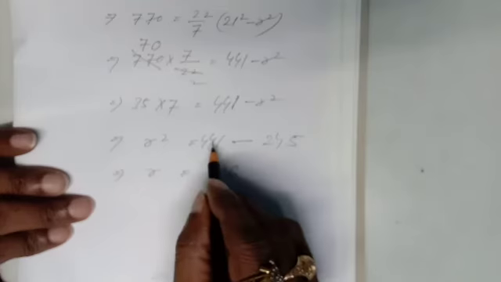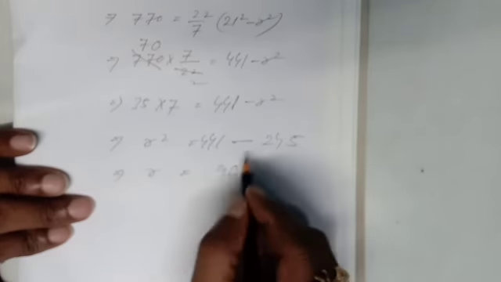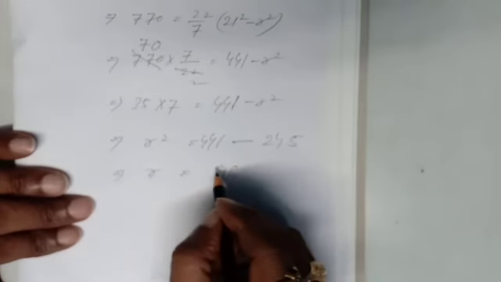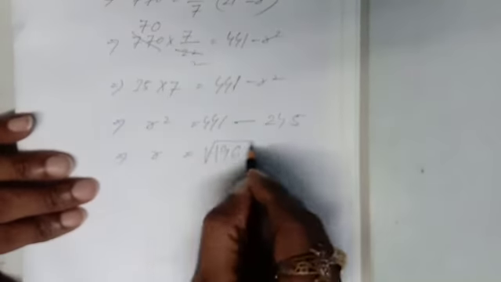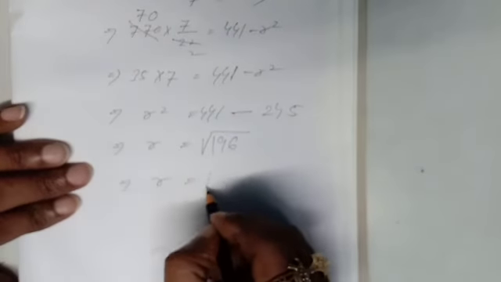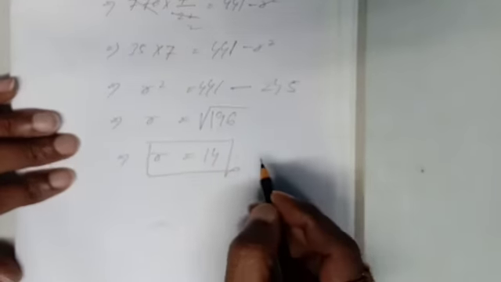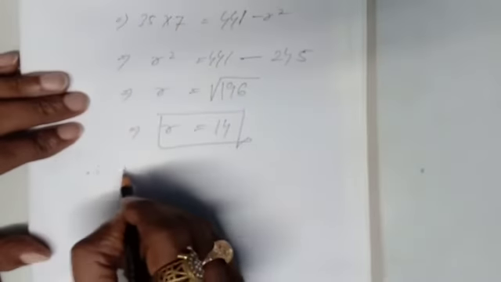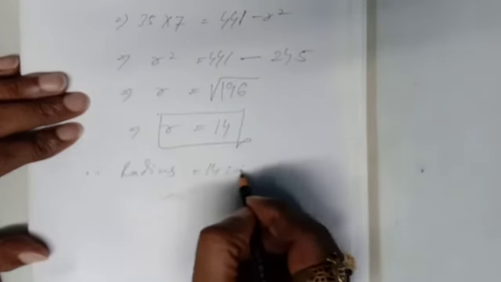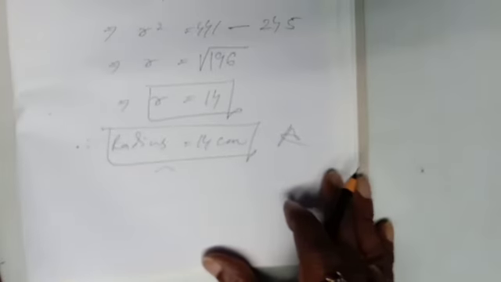So r square equals 196. Then the inner radius equals root of 196, which is how much? 14. What is the inner radius? 14 centimeter. Therefore, the radius is equal to 14 centimeter. This one is the inner radius. Okay, let us go to the next number.